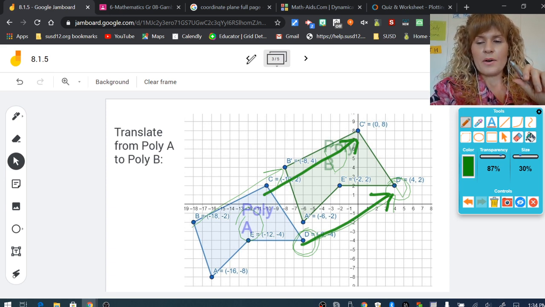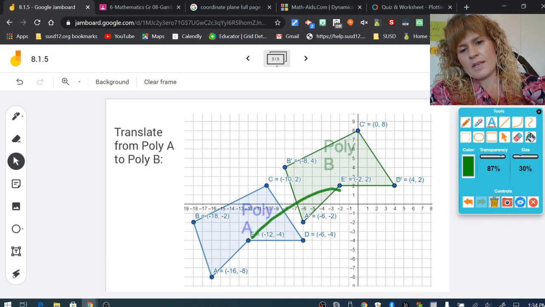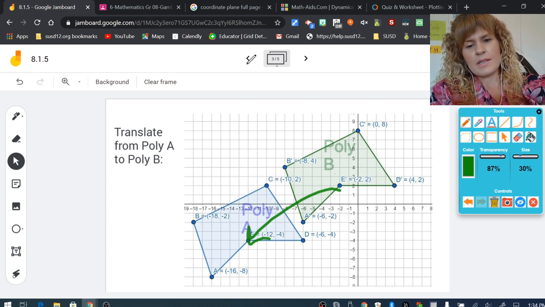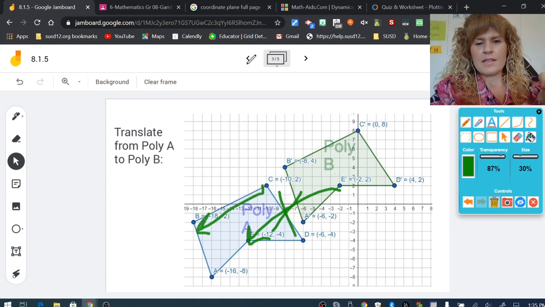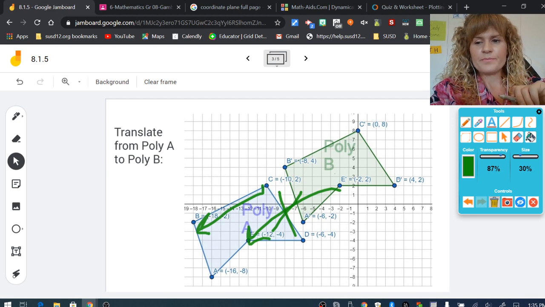Let me show you now what doesn't work. Going from E prime to E does not take you from polygon A to B because that is the wrong direction. And going from C to B does not get you to polygon B. That is the wrong direction, and those points are just on one figure.